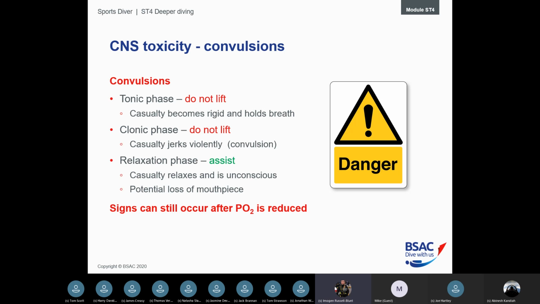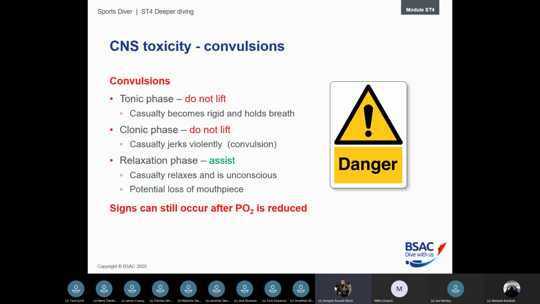You do not lift them in the tonic or clonic phases. For the clonic phase, that's because if they're having a fit and you go over to help them, they might hit you in the face, they might hit your mask off, well, then you can't see them, you're no use to man or beast. They might hit your regulator out of your mouth, then you've got your own problem to deal with, and you've got to leave them anyway to get your regulator back.